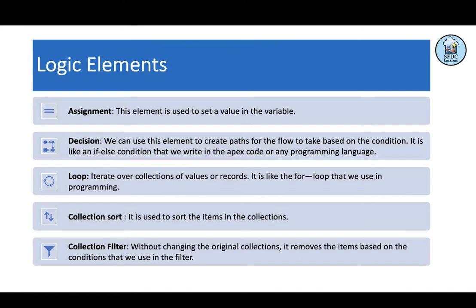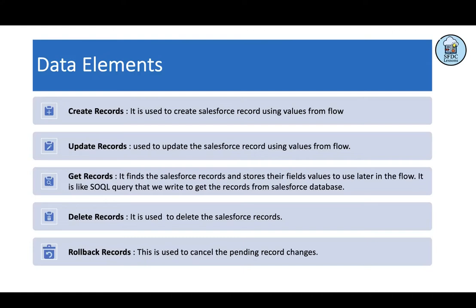Next, we have data elements. We have a create record element. With the help of the create record element, we can create a Salesforce record from a flow. Next, we have update record. It is used to update a Salesforce record using values from the flow. Next, we have get record. It finds the Salesforce record and stores its field values to use later in the flow.